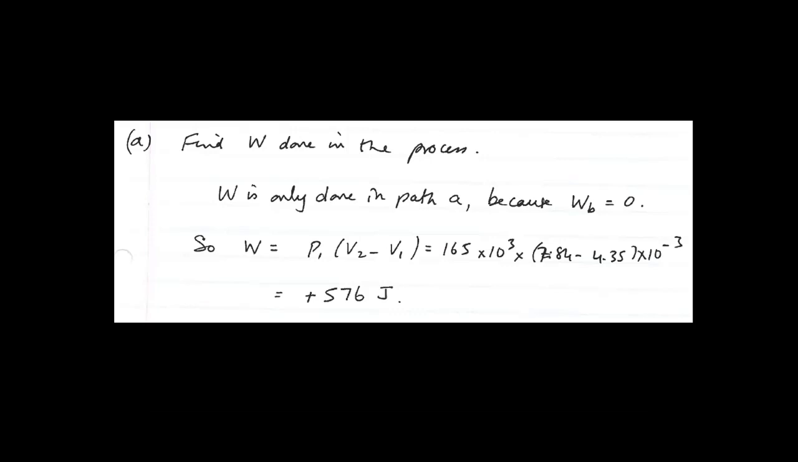A. Find the work W done in the process. Now, work is only done in path A because in path B, being an isochore, no work is done. The work in the isobaric process is easy to calculate. It's P1 times (V2 minus V1), and we find that it's plus 576 joules. V2 is bigger than V1, and we know that it's an expansion where the gas does work.